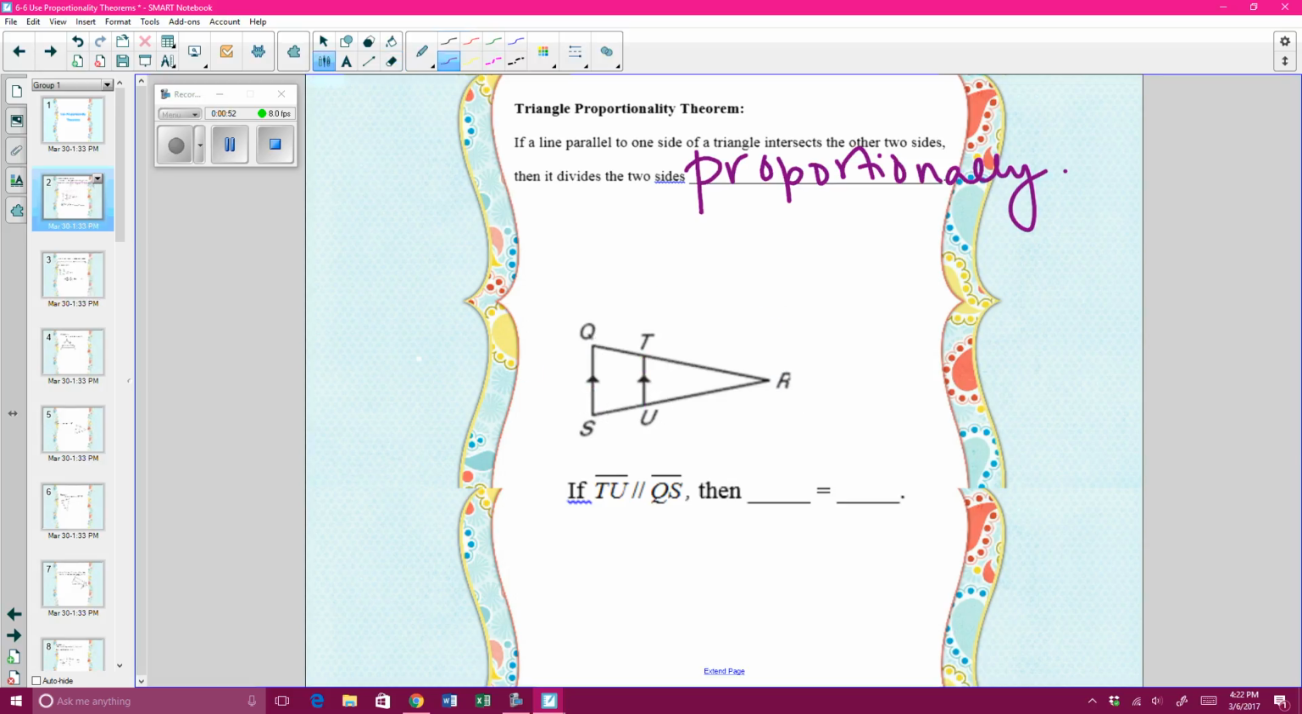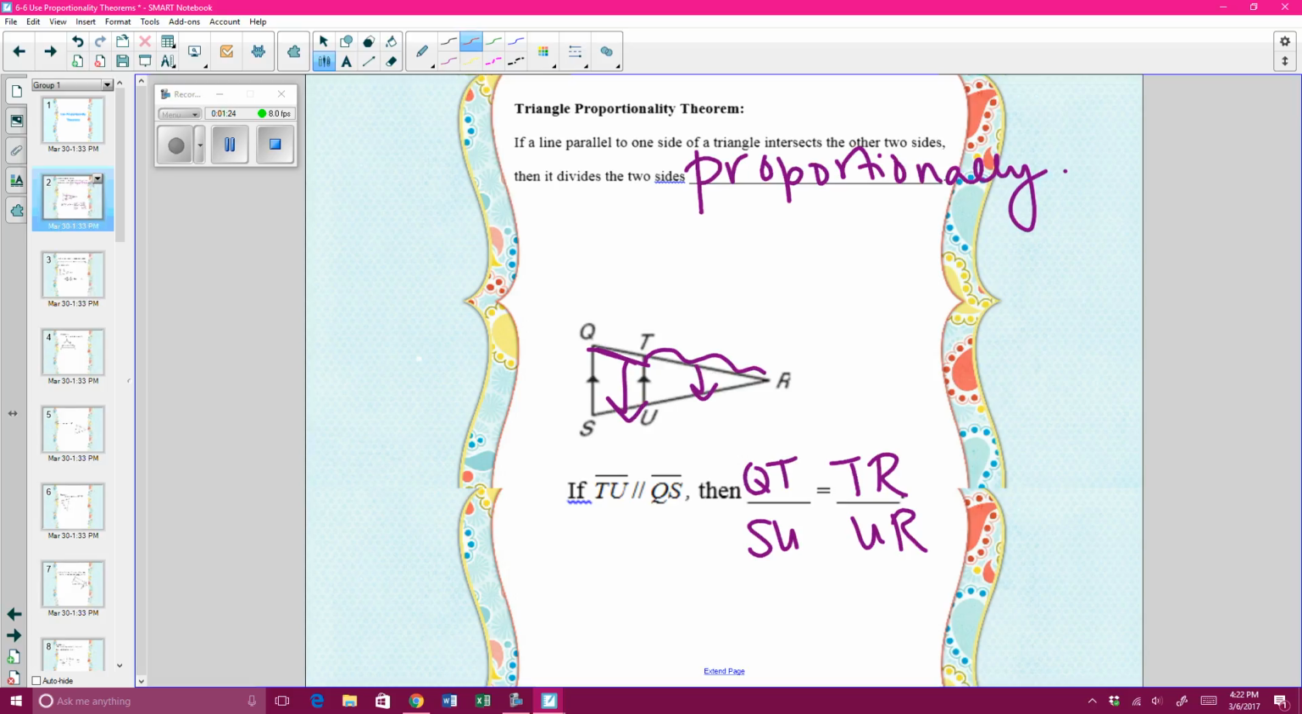So there's a few different ways you could set up these ratios. That's actually one of the good things about this section of the chapter, is that there are so many different ways to do it that it's almost impossible to get some of these questions incorrect. So, for example, you could say you have QT. You could match up QT with the corresponding side across from it, which would be SU. And if you match up QT with SU, you then have to match up TR with UR.